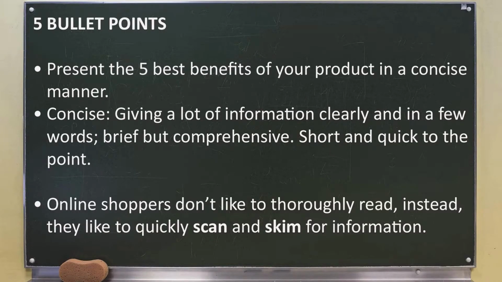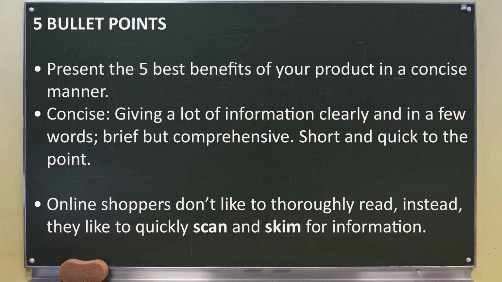For the 5 bullet point section of your listing, you need to present the 5 best benefits of your product in a concise manner. Oxford Dictionary defines concise as giving a lot of information clearly and in a few words, brief but comprehensive. I define concise as short and quick to the point.